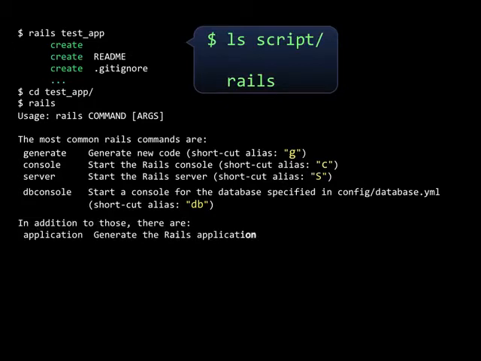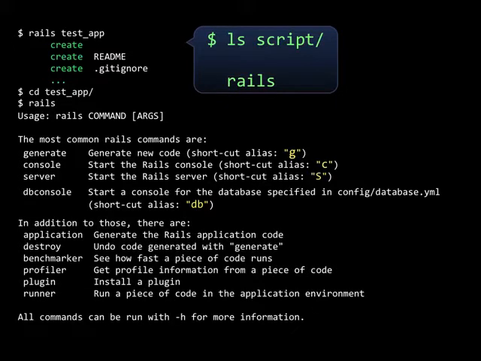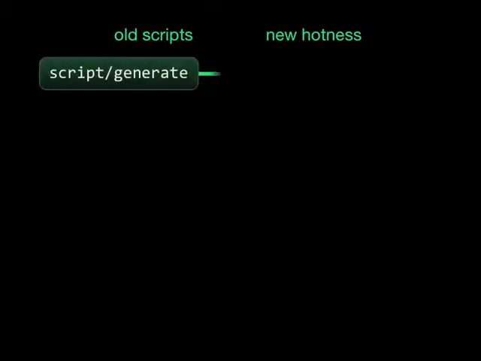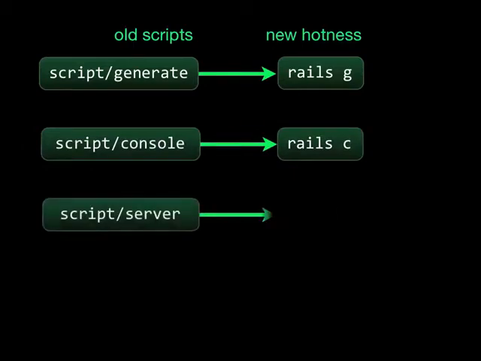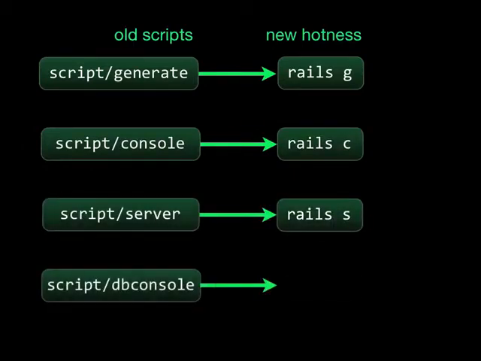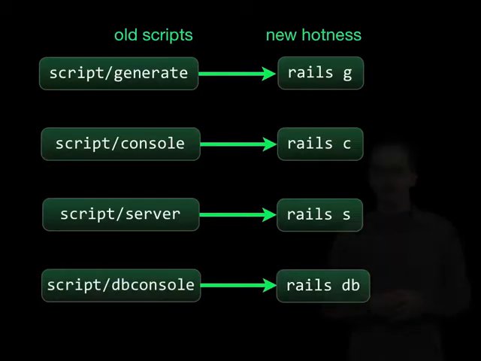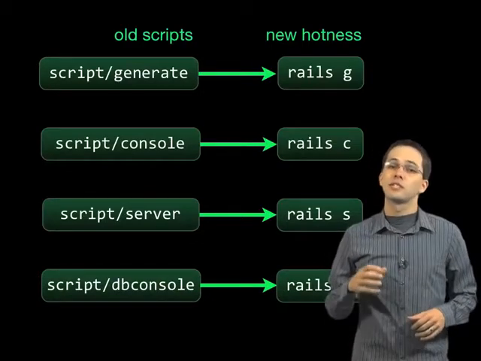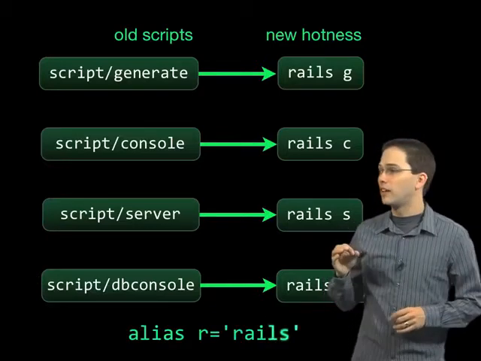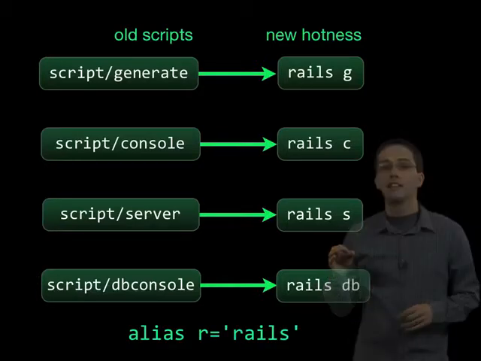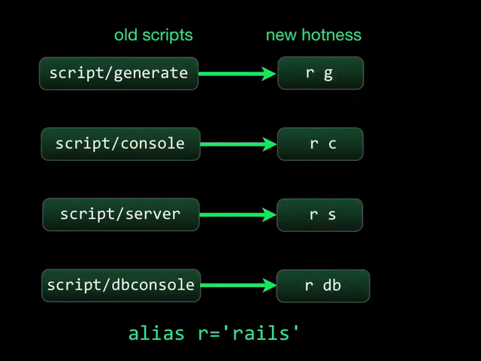And of course, you can get all of the old script commands which you've used previously in Rails 2. To summarize the most important commands, script/generate is now rails g, script/console is now rails c, script/server is now rails s, and script/dbconsole, rails db. Now, one of the things I realized as we started using these commands is that if I added an alias to my bash profile of r to rails, they became that much simpler.